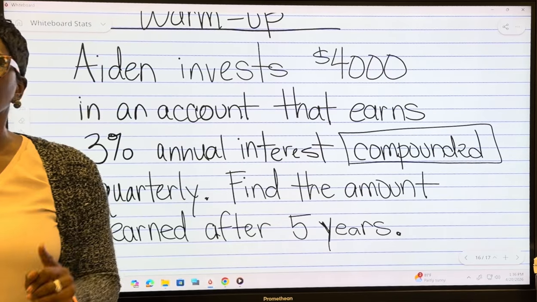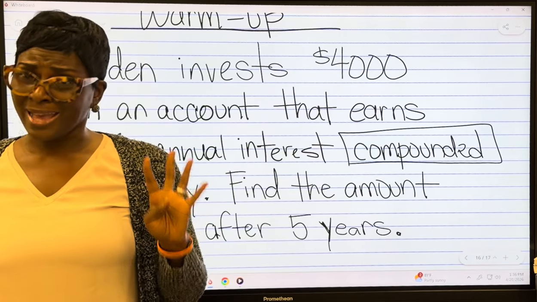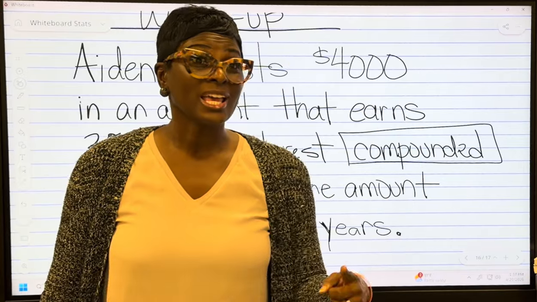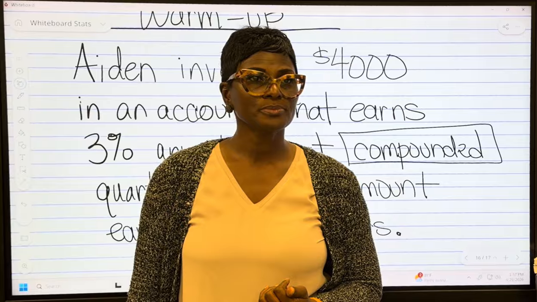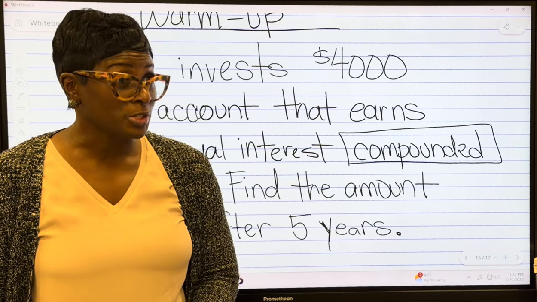When we talk about them paying him quarterly, is he getting 3% every quarter? No. Because if he got 3% every quarter, quarterly means 4 times a year, right? That means he would get 3, 6, 9, 12%. Is he getting 12%? No, that's a heck of a deal, right? He's not getting 12%. He's getting 3% annually. That means for the entire year, he's going to get 3%.